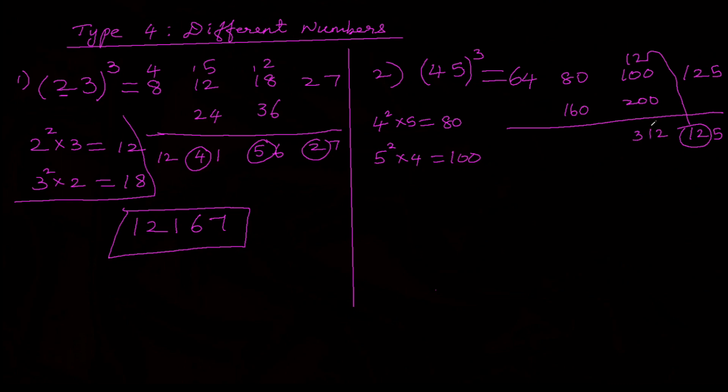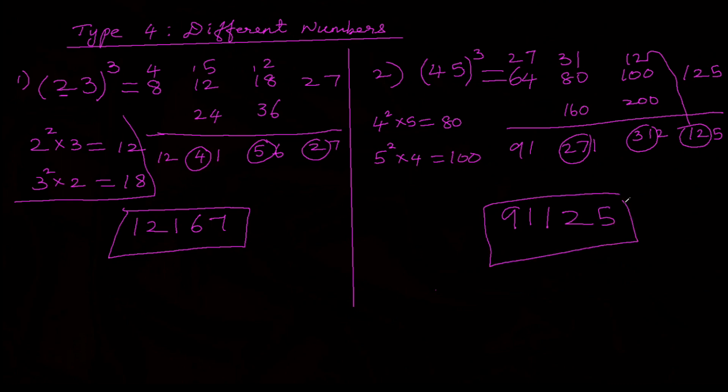2, 1, 3. 31 is the carry. 1, 11, 17, 1, 2. 27 is the carry. 11, 9. So write the numbers without circles. 91,125 is the answer when you try to find out the cube of 45.